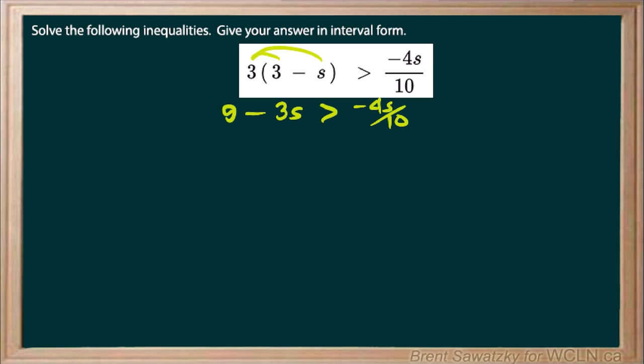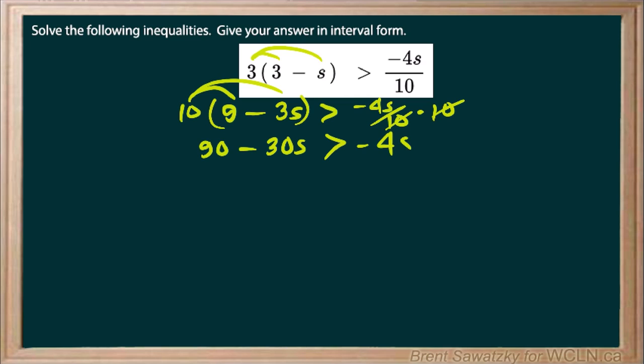And we remember that we're dividing by 10, we multiply by 10, and that will cancel those out. But whatever we do to one side, we will also do to the other. So we'll multiply the left side by 10. That leads us to a new distribution. So now 10 times 9 is 90, minus 3 times 10 is 30, s is greater than, and the 10s have canceled out, so we just have negative 4s.